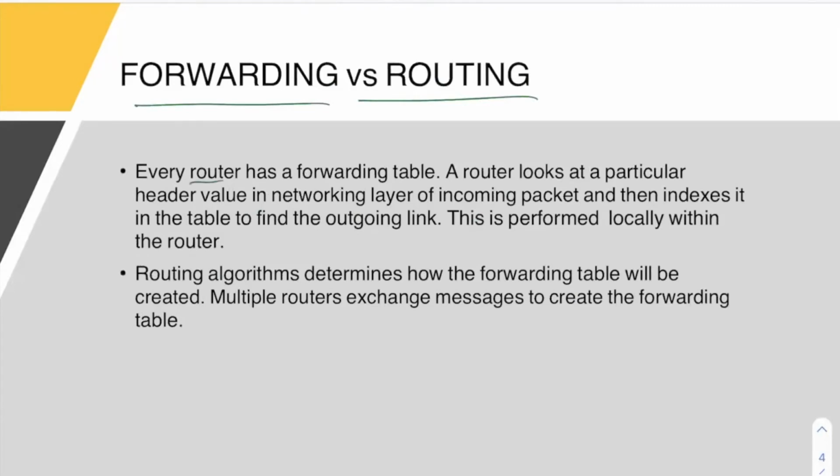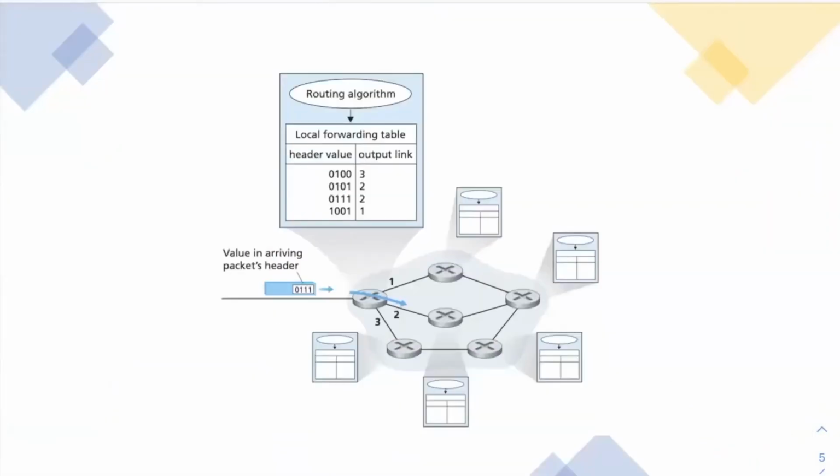Now, every router has a forwarding table. A router looks at a particular header value in the network layer of the incoming packet and then indexes it in the table to find the outgoing link. This line looks a bit complex, but if you see the example here, this is the forwarding table of a router, and you will have a mapping present here. Whenever a packet arrives at this router, it will look at a particular header in the network layer. That will be some header we'll discuss later in routers. So it will look at that value.